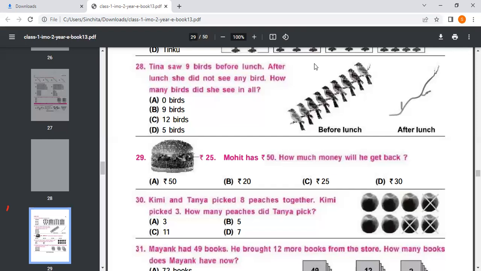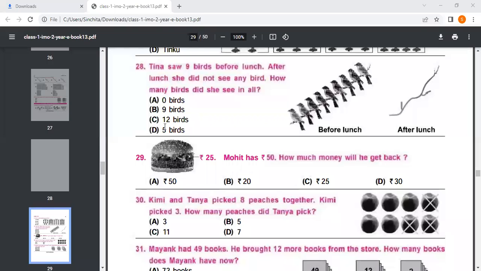Animesh, are you there? Yes, Animesh, explain me better. See, it's very simple. Before lunch, he saw. Yes, Animesh, tell me better. Can you explain it? Unmute yourself. Animesh, are you there?